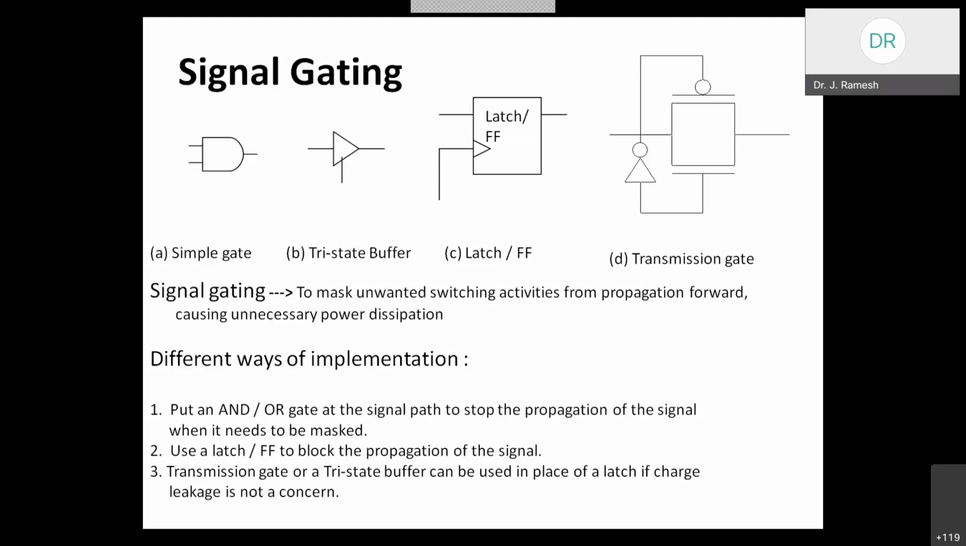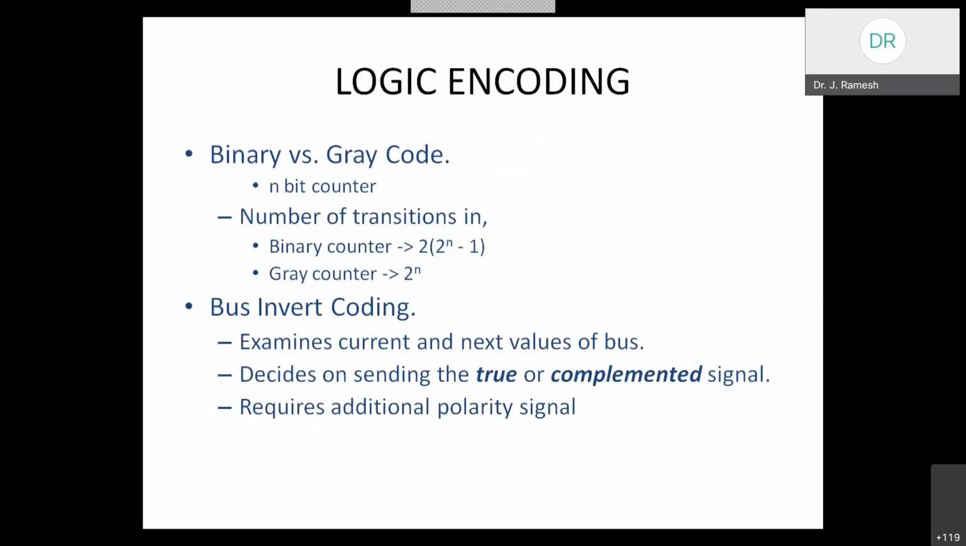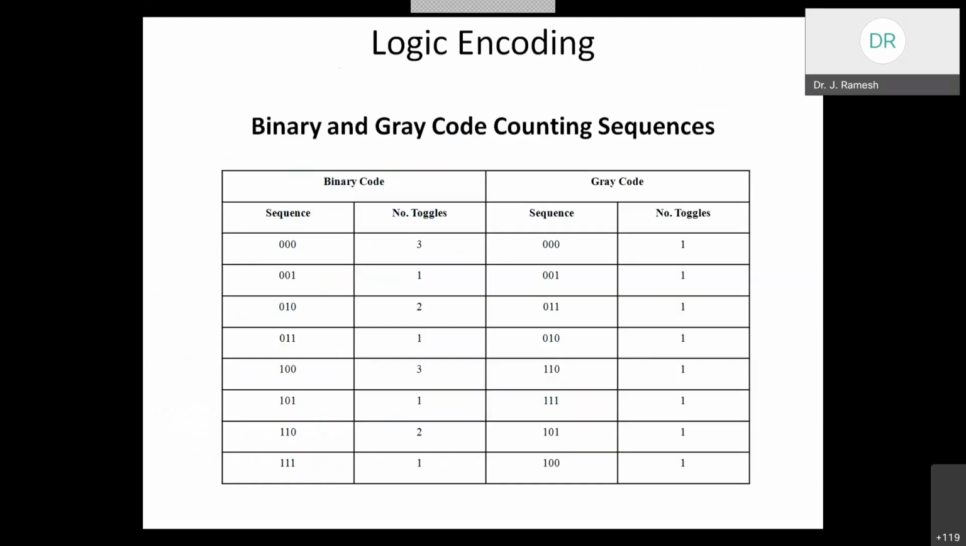So this is signal gating, and next we have the logic encoding. Already we have seen that switching activity plays a major role, and it has a major influence on the power consumption. So let us compare the binary and the gray code.